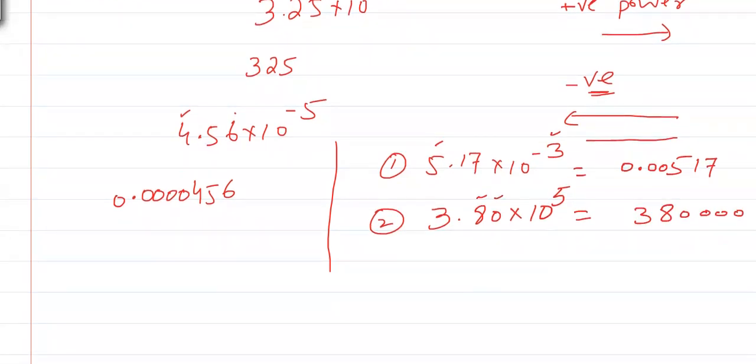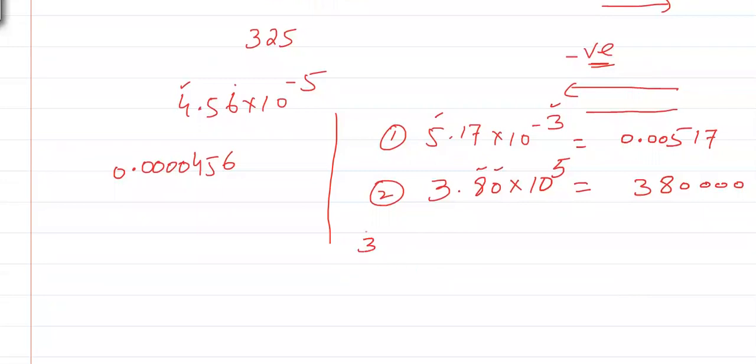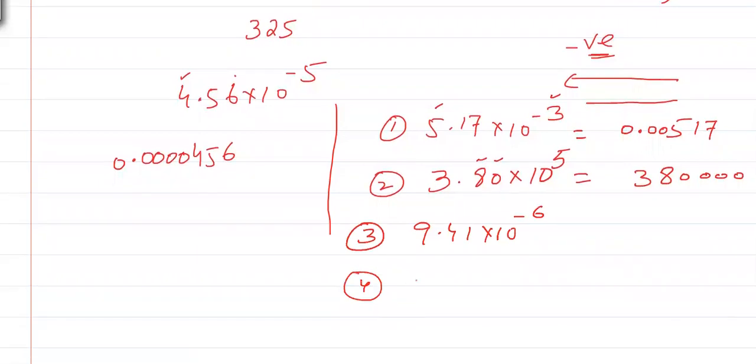Okay. Now I'm writing examples for you. 4.1 into 10 to the power minus 6. Number 4 is here, 8.17 into 10 to the power 6, and number 5 is 2.13 into 10 to the power minus 4. Okay, quickly, can you do it please? Yes, 1 minute it will take if you do. So waiting for you.